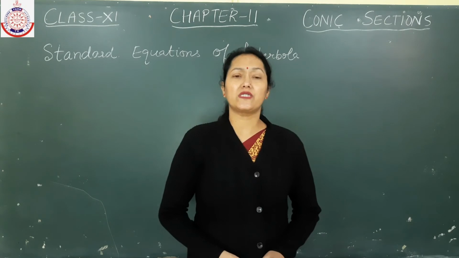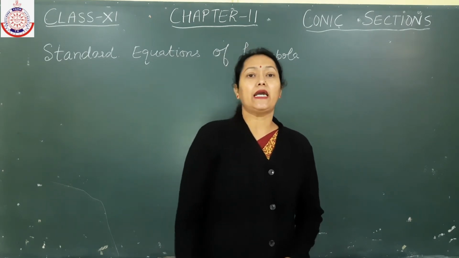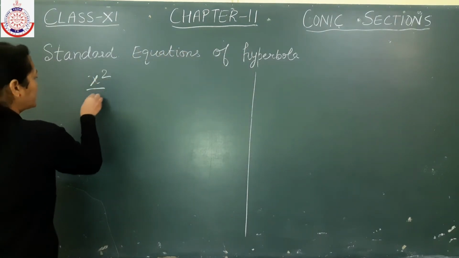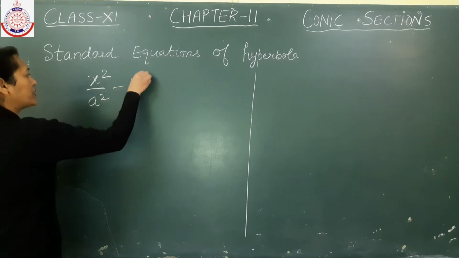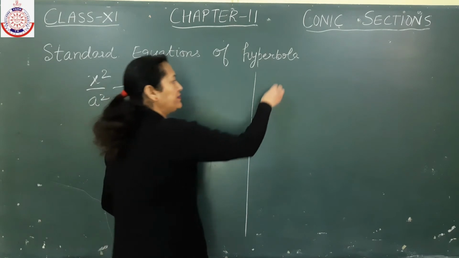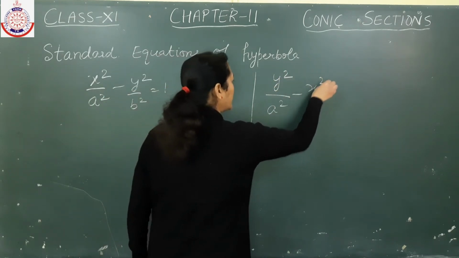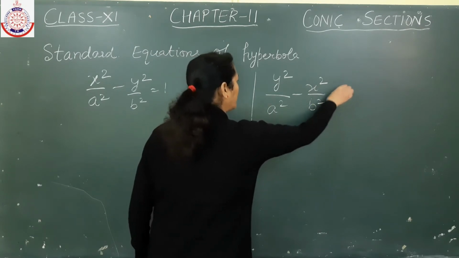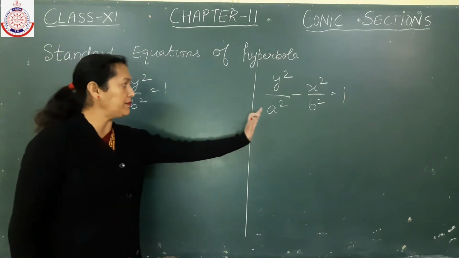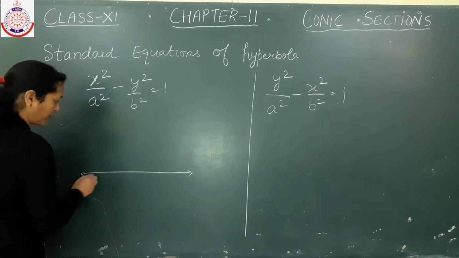If we talk about standard equations of hyperbola, we have two types of equations. Either we can have x square upon a square minus y square upon b square is equal to 1, or we can have y square upon a square minus x square upon b square is equal to 1. How to decide which kind of equation will come? It all depends upon the position of the focus points.